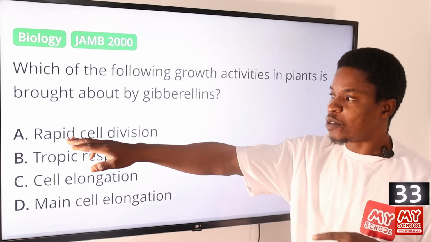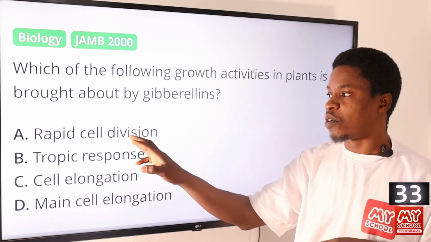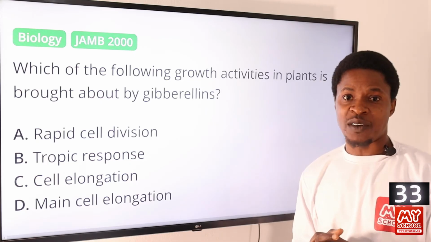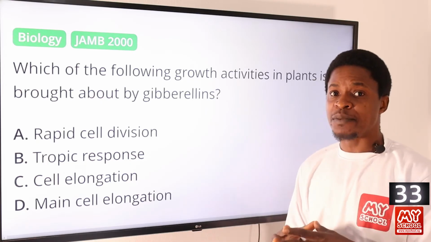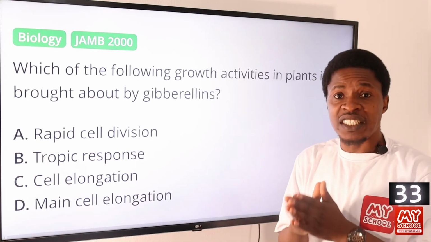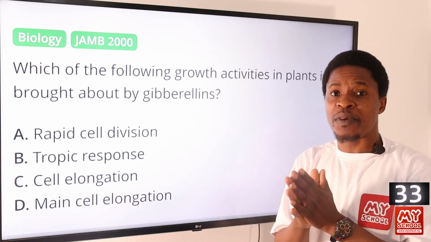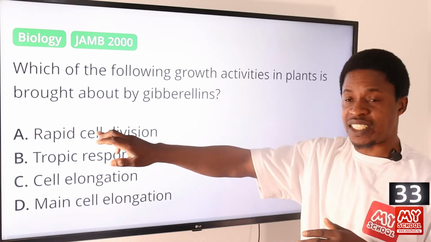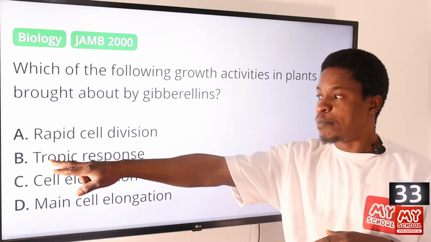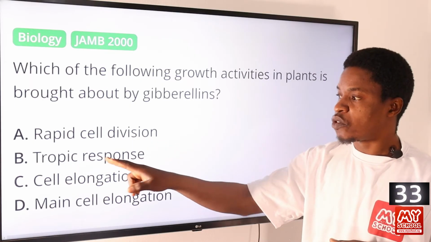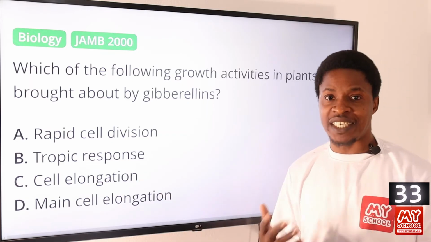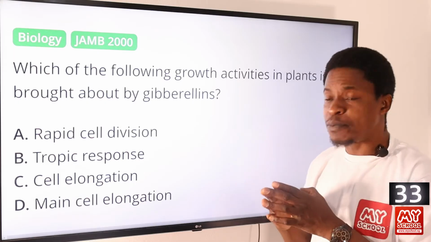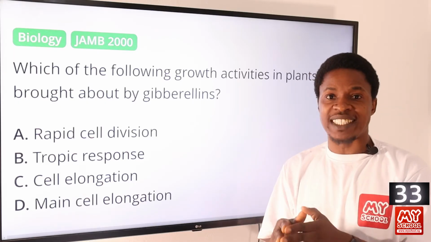Now let's take the first option. The first option says rapid cell division. No. Rapid cell division is brought about by cytokinins. It's also a hormone that helps to cause cell division in plants to be rapid. It is cytokinins, the hormone responsible for this, not gibberellins. Then B says tropic response. Tropic response is brought about by auxins. Auxin is another hormone that helps to promote growth in plants. How does it do that?